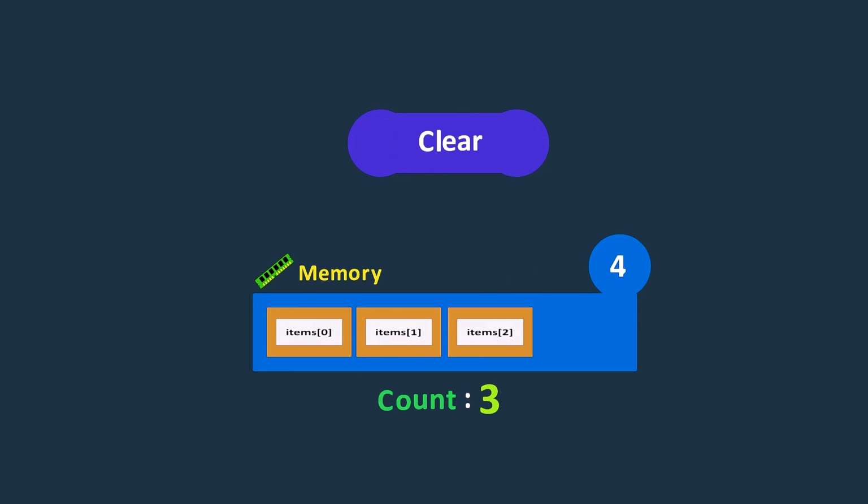Alright, the next method we want to cover is the clear method. This method is used to remove all elements from a list. It does this by resetting the count property of the list to 0, effectively clearing the entire list.